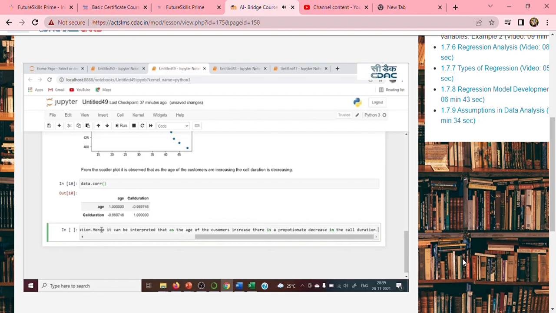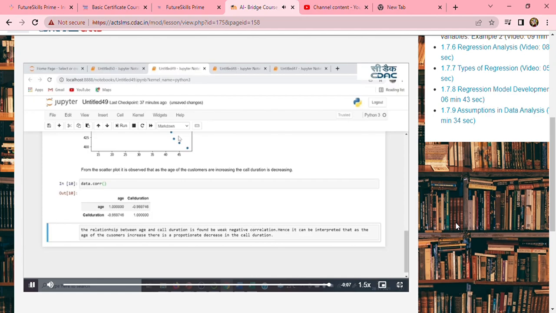Now I don't want this to be a script anymore, so I'll go here and change this to markdown. Right? So this is how I can obtain the correlations on the call duration data by taking the age as one column and the call duration as another column. Actually, correlations will enable you to do hypothesis testing also. So in the next session, we'll learn how to conduct a hypothesis test by taking the correlation analysis.